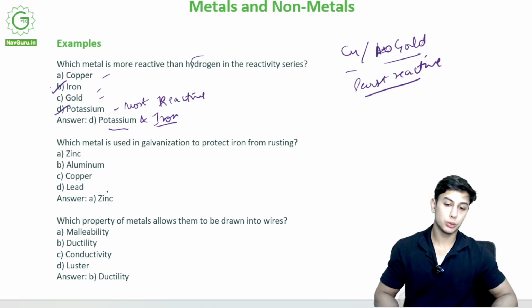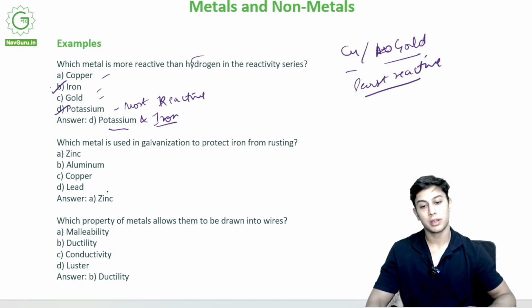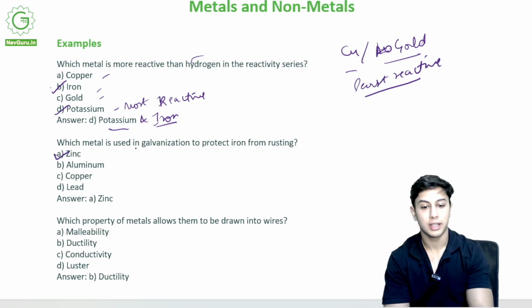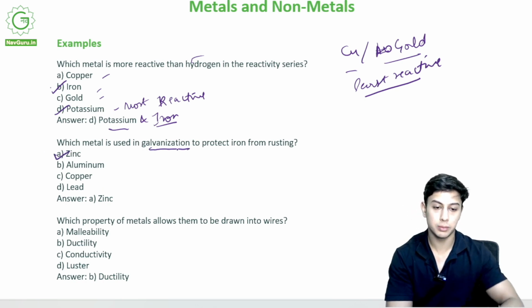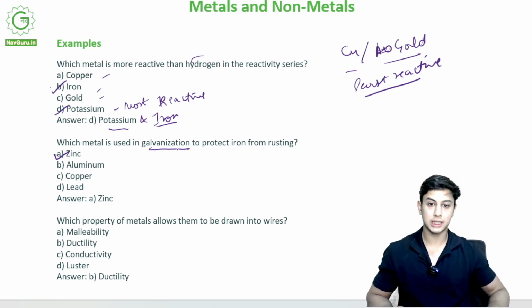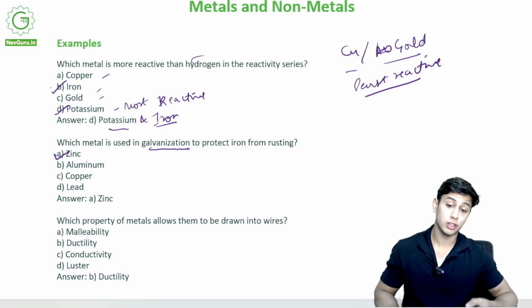Which metal is used in galvanization to protect iron from rusting? Aluminium, copper, lead? No, zinc. Galvanization, the first thing that comes to your mind should be zinc. Whenever I use galvanization on anything, even apart from iron, it is involving zinc.